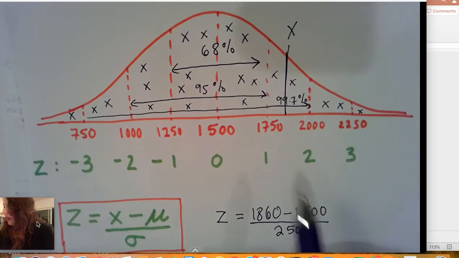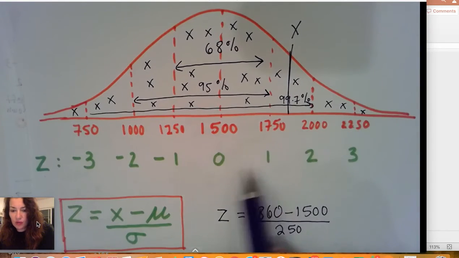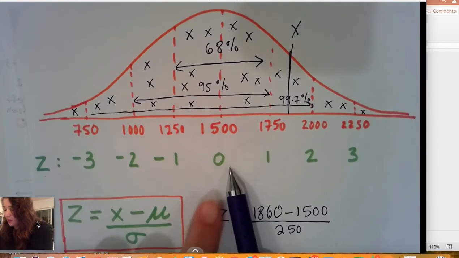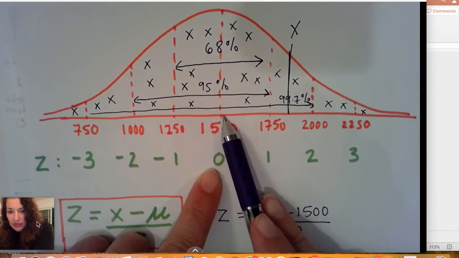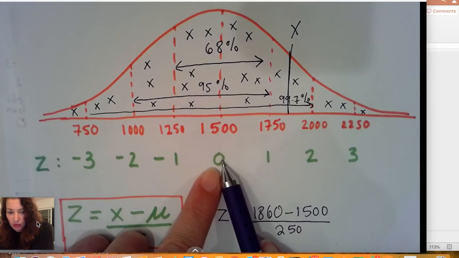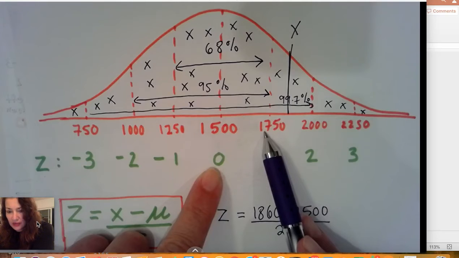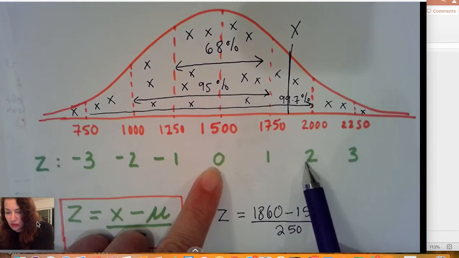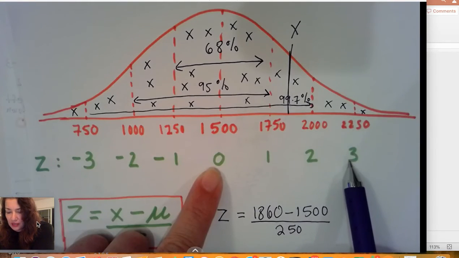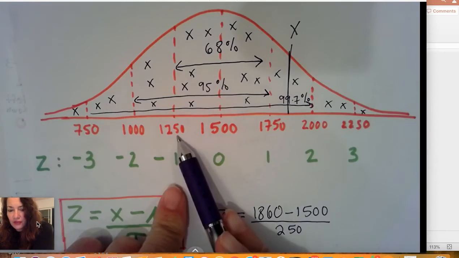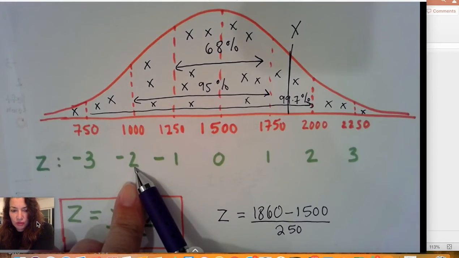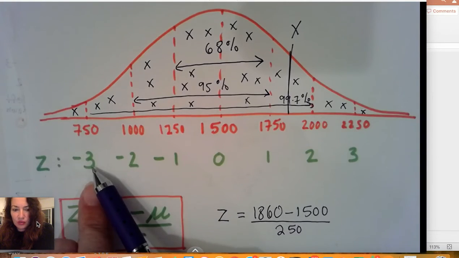your z-score. Now, I can already see that my z-score, based on what I have here, so here are z-scores that I have, and this never changes, by the way. The mean, if I wanted to standardize it, is always a z-score of 0. One standard deviation to the right, 1750 has a z-score of 1, and 2000 has a z-score of 2. 2250 has a z-score of 3. 1250 has a z-score of -1. 1000 has a z-score of -2. 750 has a z-score of -3.